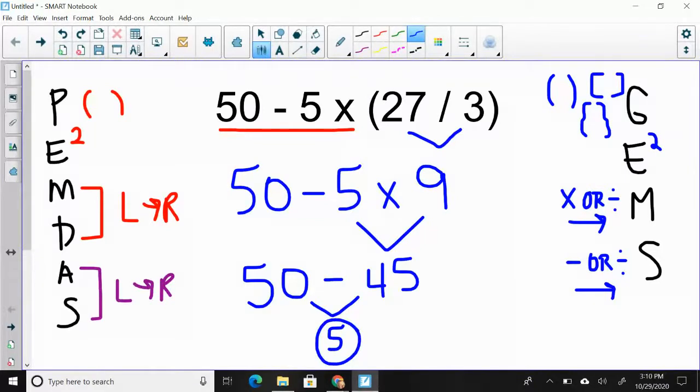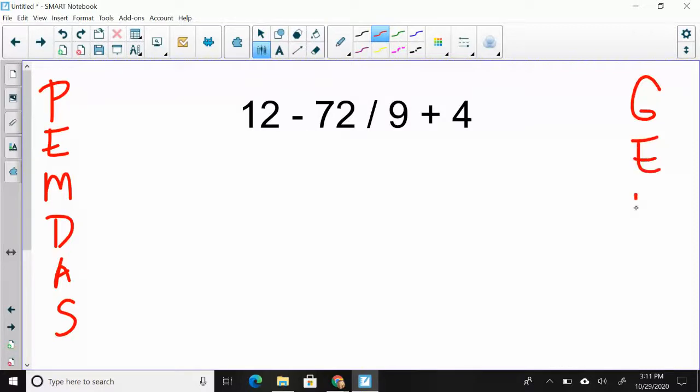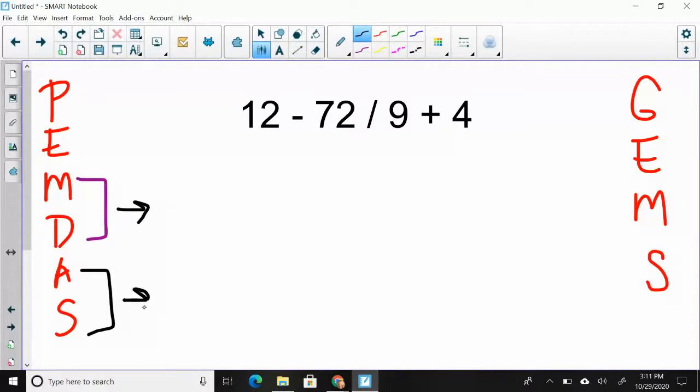Okay, let's do another one for practice. And again, you can pause the video anytime that you need to get a scratch piece of paper or anything like that. So PEMDAS or GEMS. And again, the reason why some don't prefer to use PEMDAS is because the M is listed before the D and the A is listed before the S, but that, again, does not mean that you always multiply before you divide. Remember, these two things are on the same level, so we work these ones from left to right.